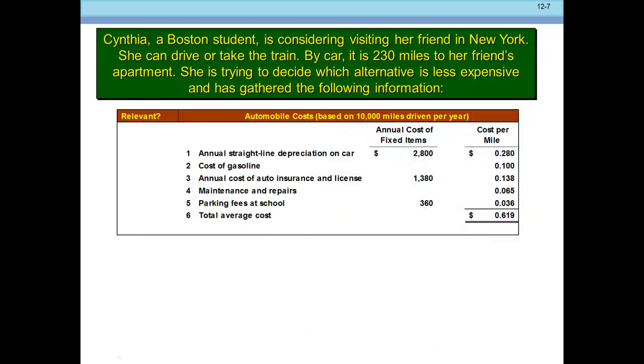So Cynthia is considering visiting her friend in New York. She can drive or take the train. By car, it's 230 miles to her friend's apartment, and she's trying to decide which alternative is less expensive and has gathered the following information. Pause the video and take a few minutes and see if you can identify which of these costs are relevant costs out of all the costs that are listed.